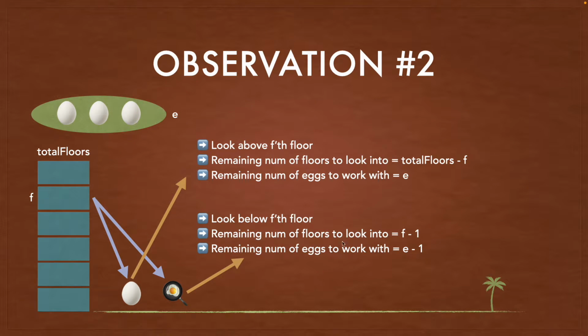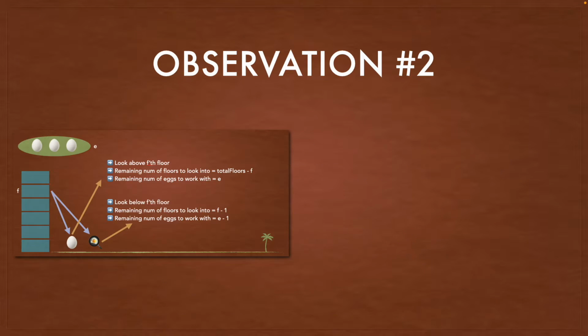Now, the remaining number of floors you're going to need to look into is going to be F minus 1, because these are the number of floors you have below the Fth floor, right? And the remaining number of eggs you're going to have to work with is going to be E minus 1, because you already broke 1 egg. So you're going to have 1 less egg to work with. So it's E minus 1.